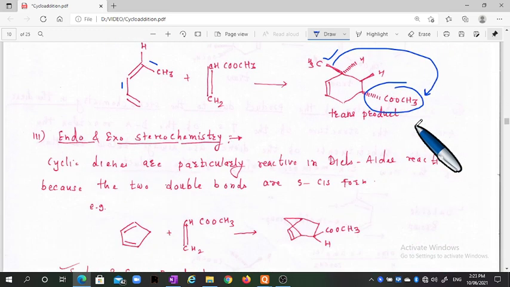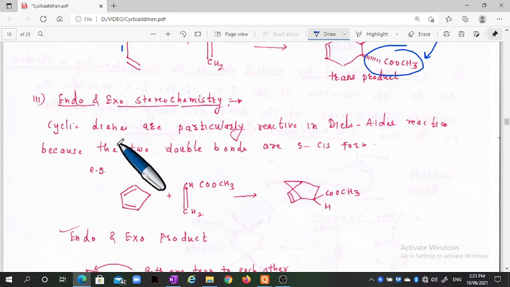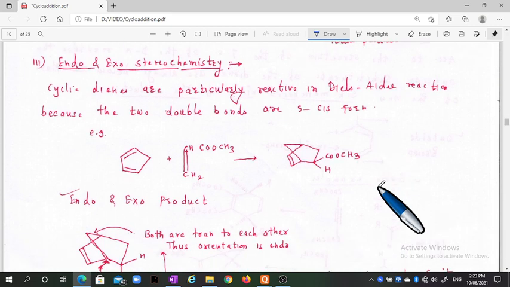These are important things. We will also discuss in this lecture endo and exo stereochemistry. In the 4+2 reaction, always endo product is obtained. Though endo is less stable than the exo one, the endo product is observed.